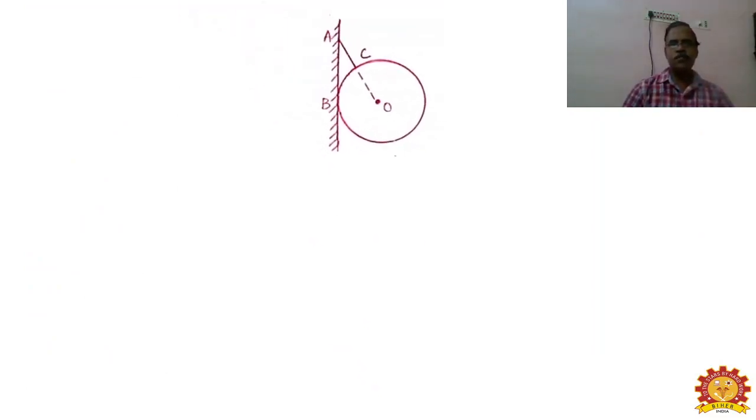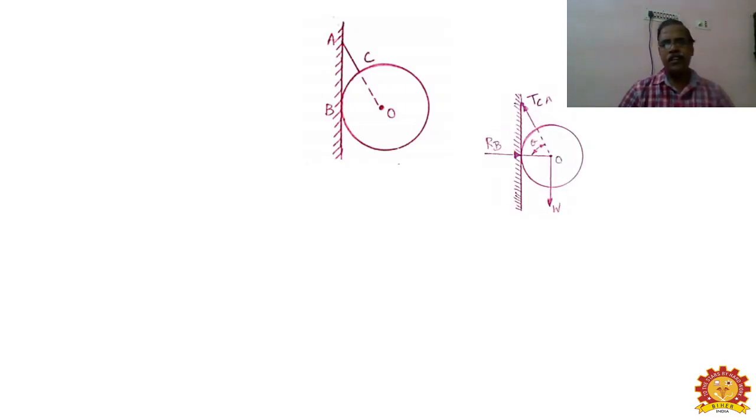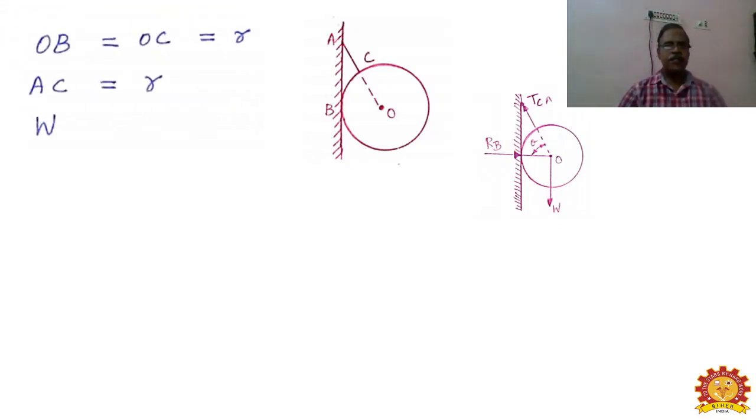A very simple question: a sphere is suspended from a ceiling, tied by the rope AO, a string. B is the point which is coming in contact. Its free body diagram will be drawn like what you're seeing on the screen. In the free body diagram, the reaction force RB is there, W is there, and TCA is there. Now in this condition, it is very easily understood that OB is equal to OC, which is equal to the radius R. AC is equal to R.